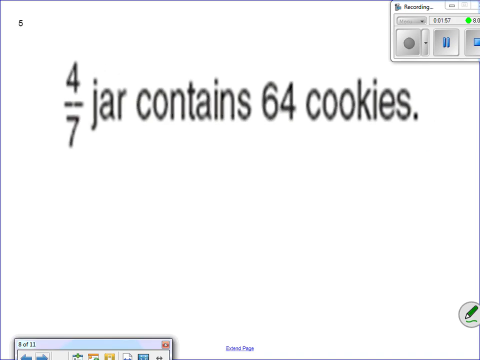4/7 of the jar contains 64 cookies. Once again, we don't have a whole jar full of cookies. Some of you are wondering, wow, these are a lot of cookies. I understand that, but let's keep going with this problem. 64 would be my numerator. We're going 4/7. 64 divided by 4.